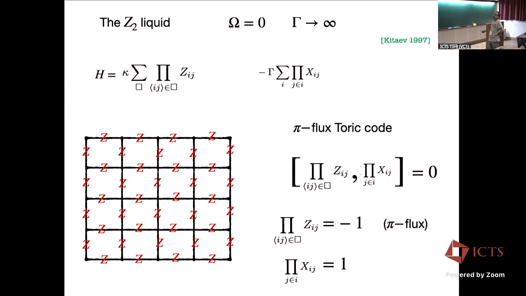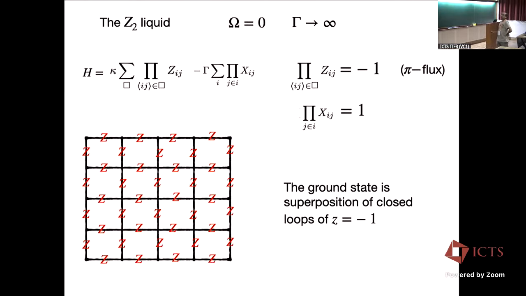And this is exactly solvable, as many of you know, because these two terms in the Hamiltonian commute with each other, and the ground state is obtained by having the product of the z's at every plaquette to be -1, because kappa is greater than 0, and the product of x at every site to be +1, and this goes under the name of pi flux toric code.